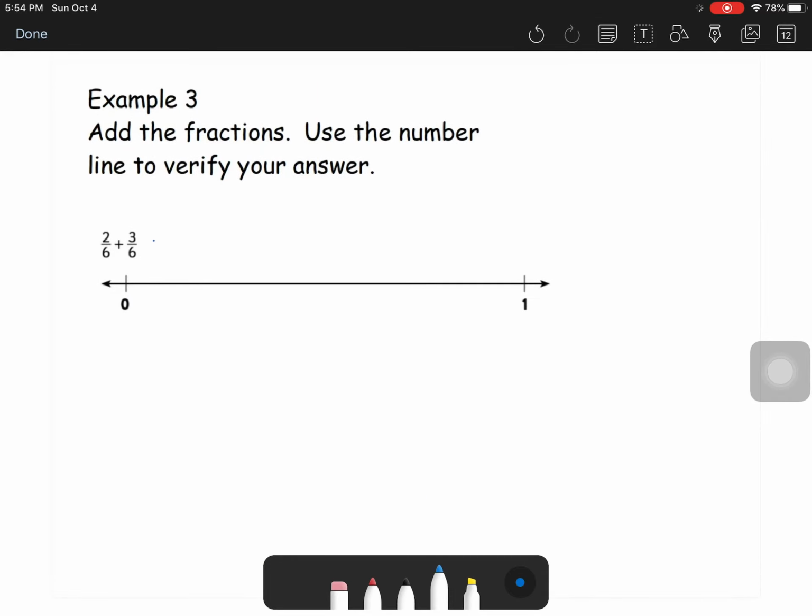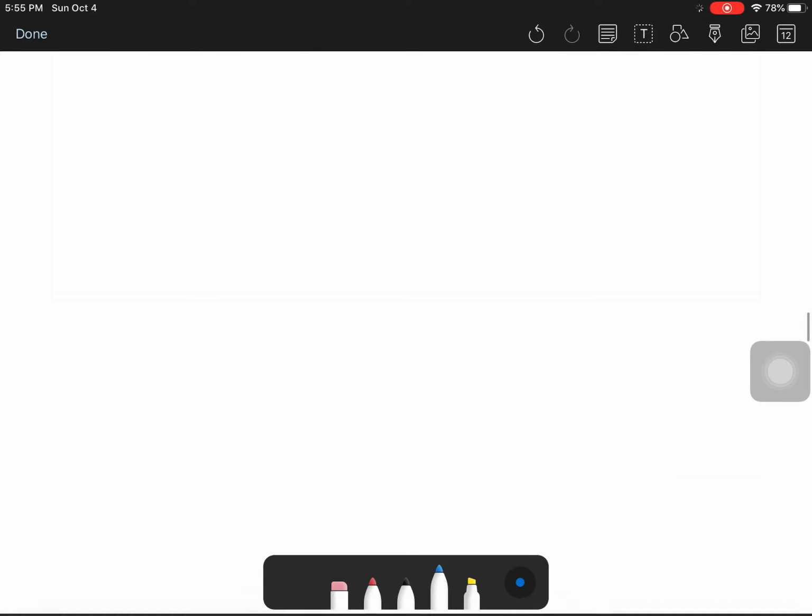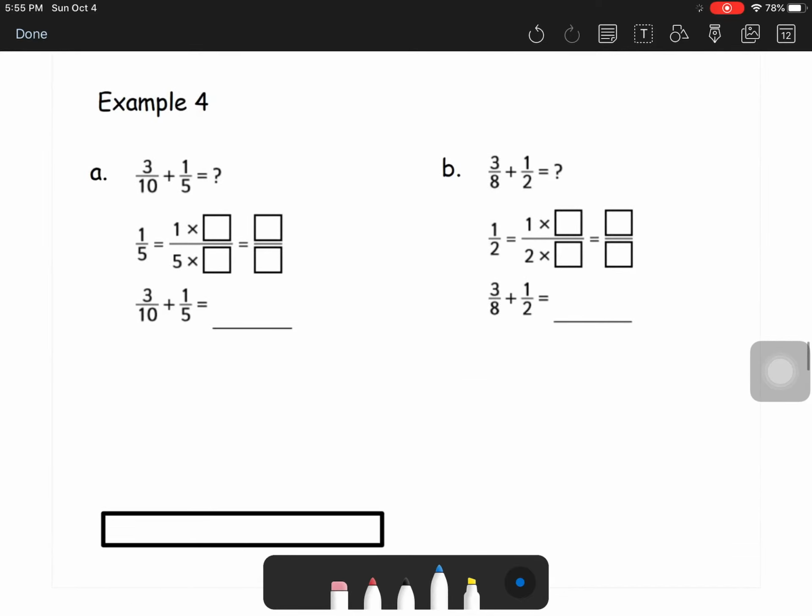Now here they start us off with some that already have common denominators. 2/6 plus 3/6, we just add the 2 plus 3 and we get 5. Leave the denominator as a 6. Remember, that always stays the same. And you don't have to use the number line necessarily.